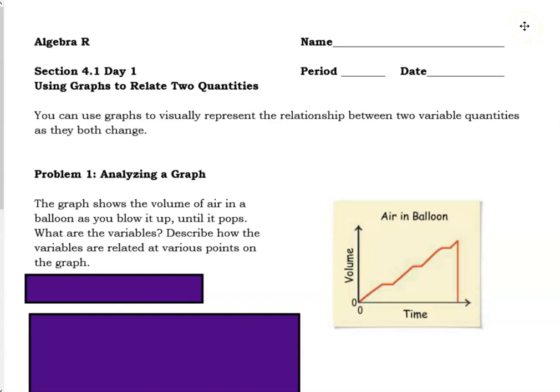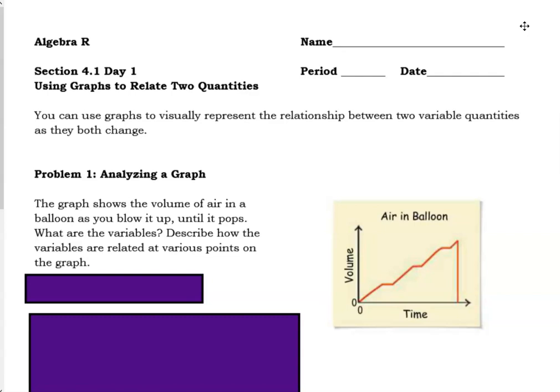Okay, today we're going to start Chapter 4, and Chapter 4 is all about the differences between linear and nonlinear functions. But before we start looking at the differences between those two types of functions, we're going to start talking about how we can analyze graphs. And more specifically, we're going to talk about how we can use graphs to relate quantities or different variables. So we use graphs to visually represent a relationship between two variable quantities as they both change.